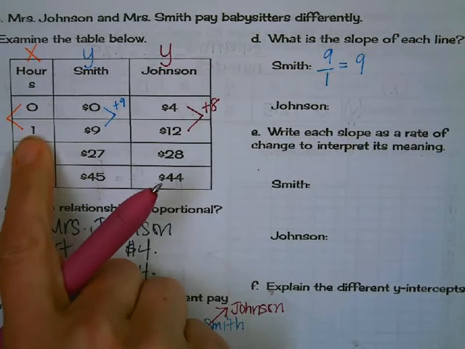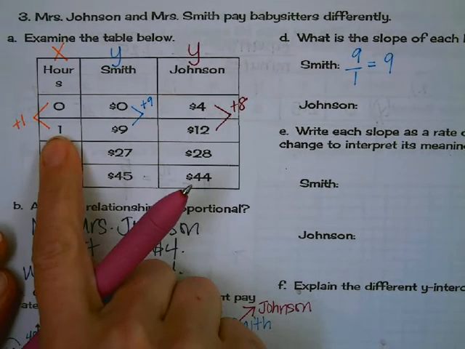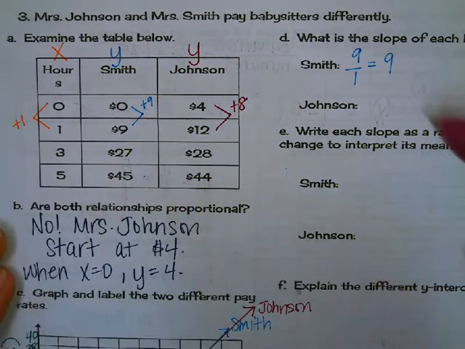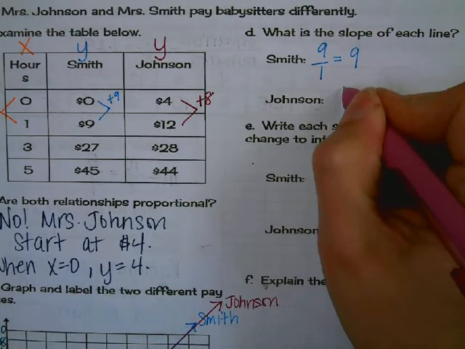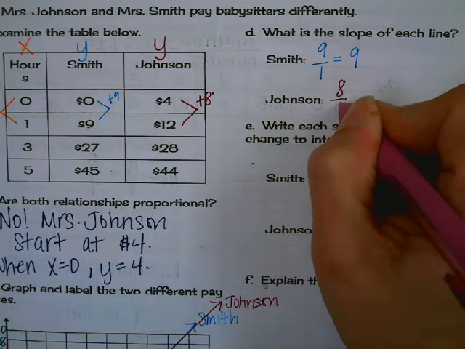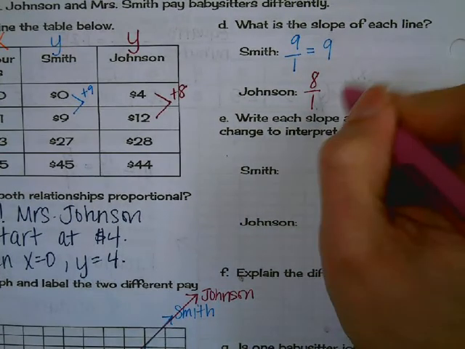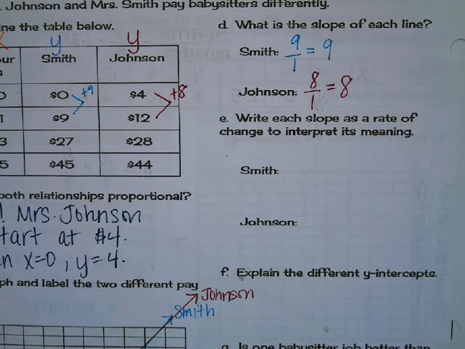Just remember there can be no decimals. So now I have to basically do that same thing with Miss Johnson. So I'm going to check to see how did she go from 4 to 12. Well, I see she added 8. And of course, I'd already figured out for my x that from 0 to 1, it was 1.